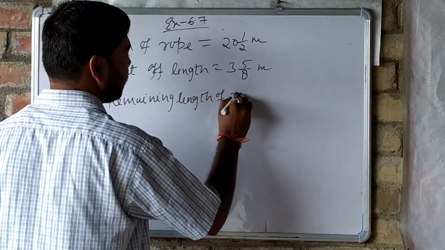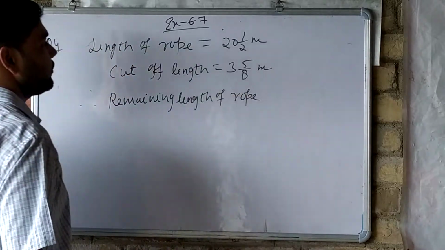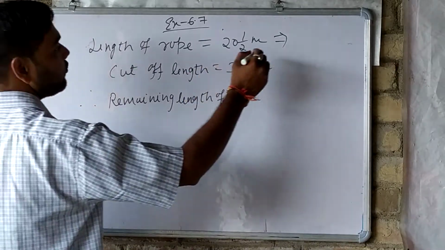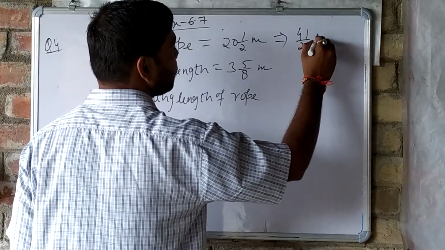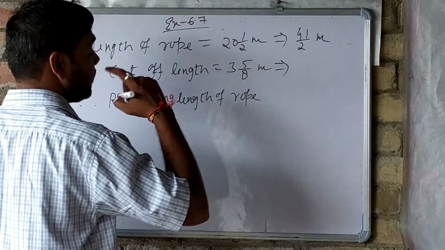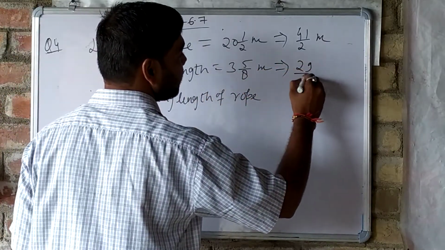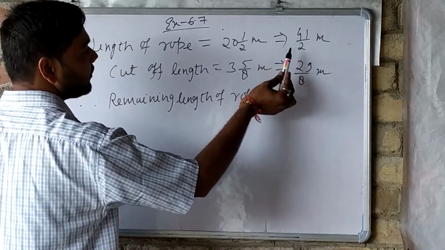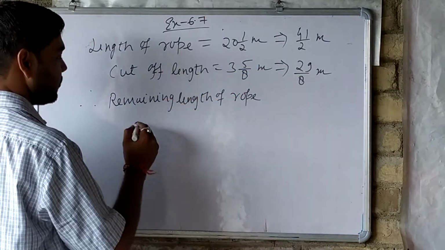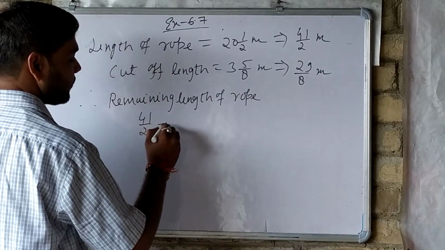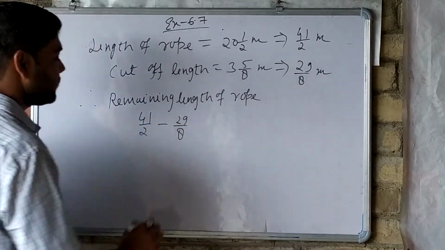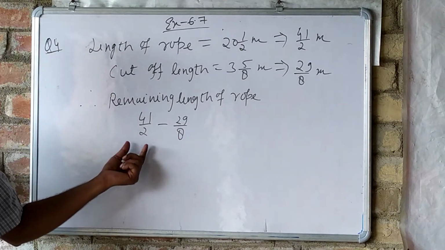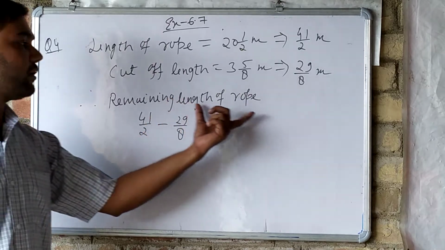So how will we find the remaining length of rope? First we will convert it into an improper fraction. 20 whole 1 by 2 is 41 by 2 meter, and 3 whole 5 by 8 is 8 3s are 24 plus 5, 29 by 8 meter. Now for the remaining length, we will subtract the cut off length from the total length. That means 41 by 2 minus 29 by 8. This is the total length, and this is the cut off length. When the cut off length is subtracted from the total length, we will get the remaining length.